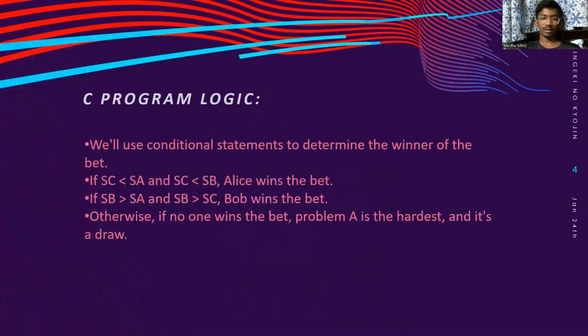C program logic. We'll use conditional statements to determine the winner of the bet. If SC less than SA and SC less than SB, Alice wins the bet. And if SB greater than SA and SB greater than SC, Bob wins the bet. Otherwise, if no one wins the bet, problem A is the hardest and it's a draw.